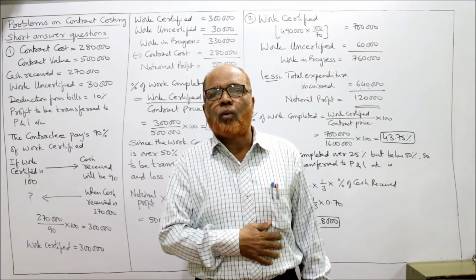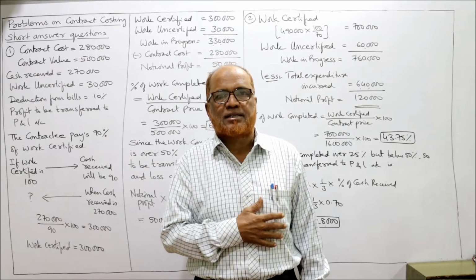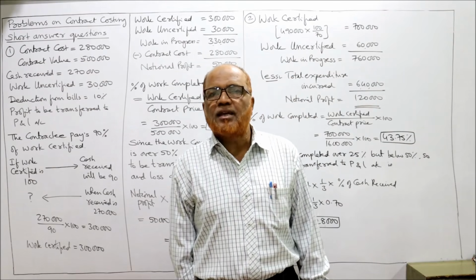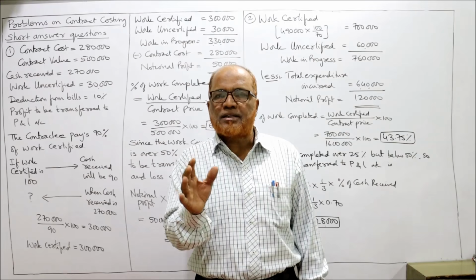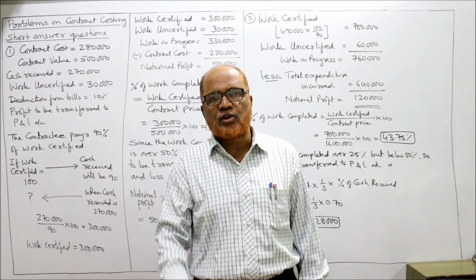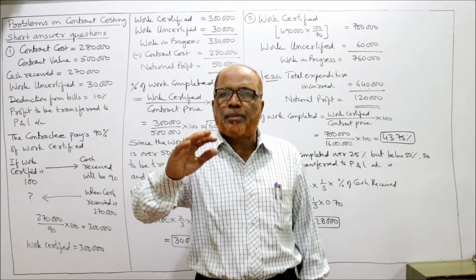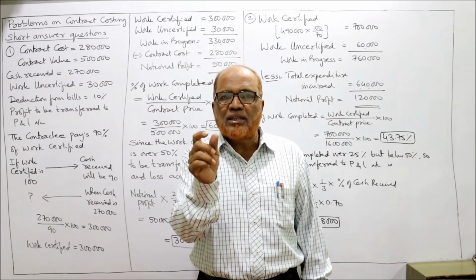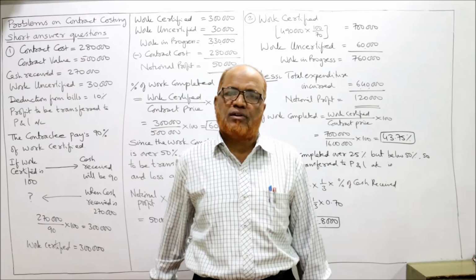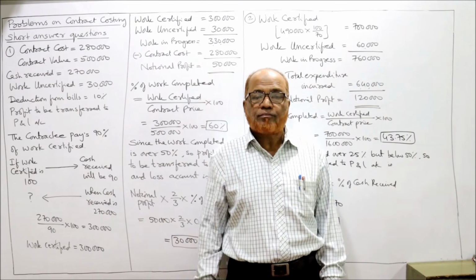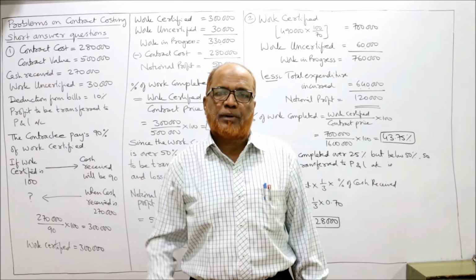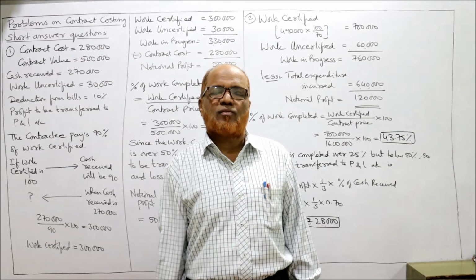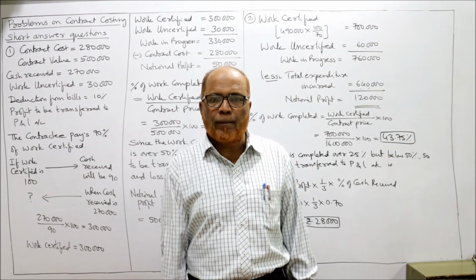It depends on the percentage of work completed. In the theory session, I have already explained there are some rules given. If the work is completed up to 25%, no profit should be transferred to P&L account. If the work is completed over 25% but below 50%, then one third of notional profit into percentage of cash received will be the amount transferred to P&L account. If the work is completed over 50%, then 2/3 of notional profit into percentage of cash received is the profit to be transferred to P&L account.